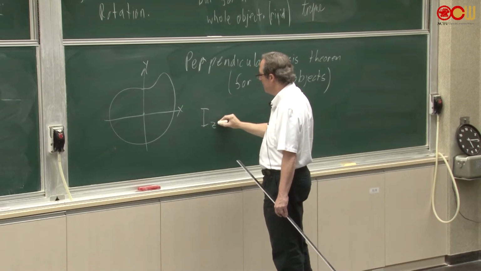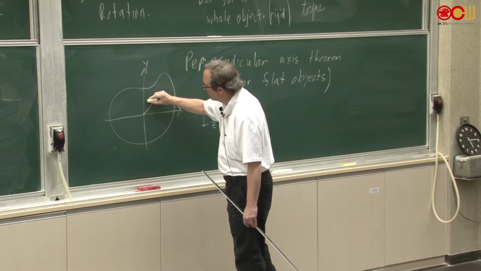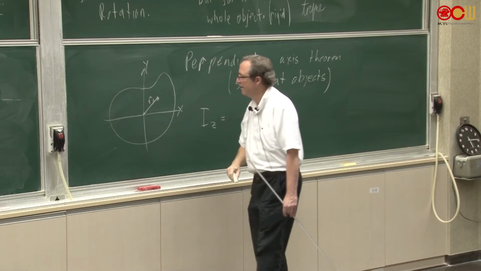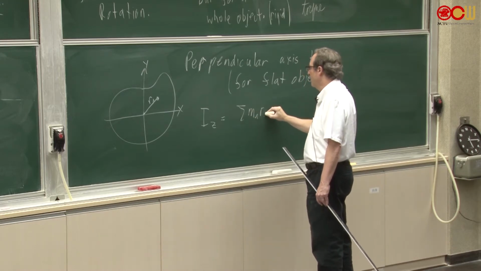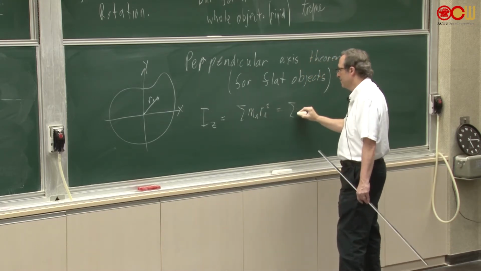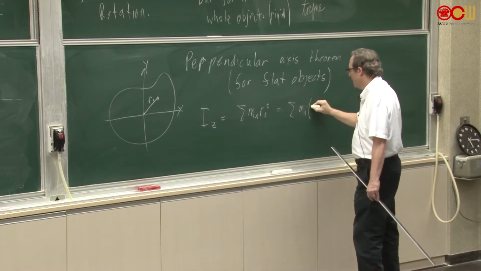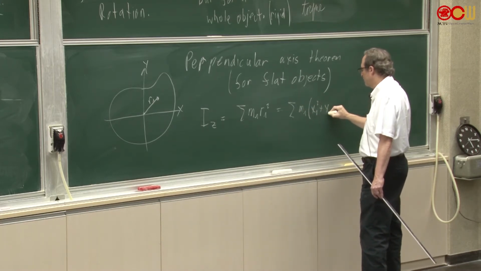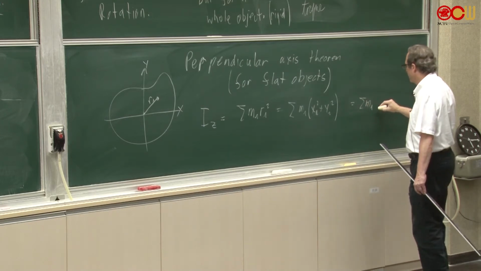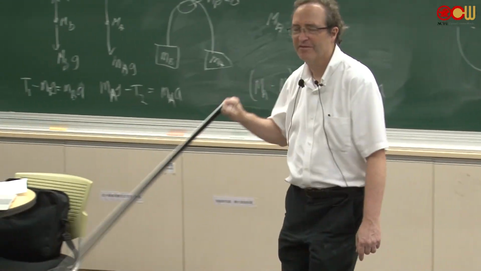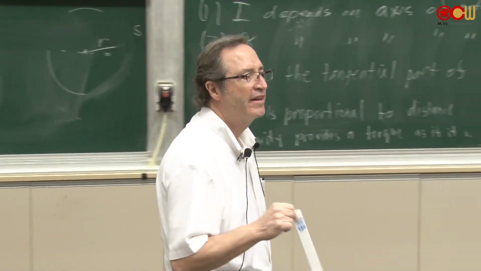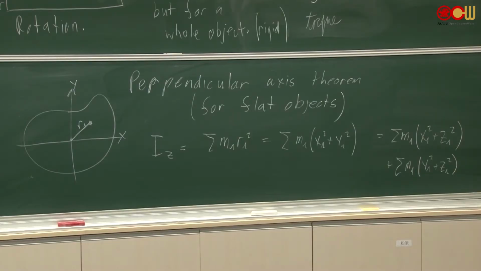If I want I_z, then I sum up this distance r_i. Right? I just sum it up over the whole thing. So it's sum of m_i r_i squared, which equals m_i times x_i squared plus y_i squared. And I write that as m_i times x_i squared plus z_i squared plus y_i squared plus z_i squared. Now, why can I do that last thing? I added z_i squared to both quantities. Why can I do that? The key idea here is it's a flat object. So what is z_i for every mass? 0.